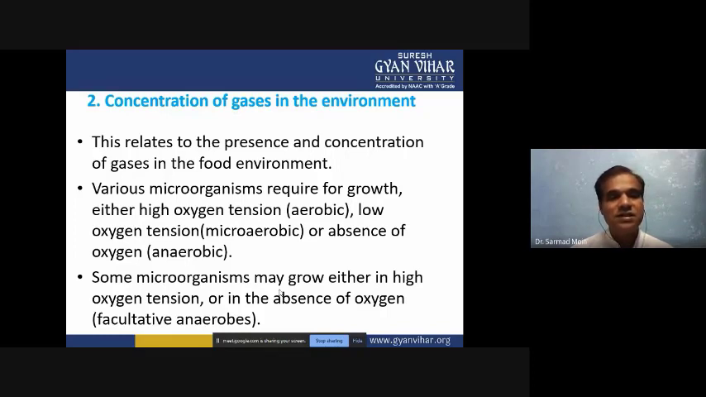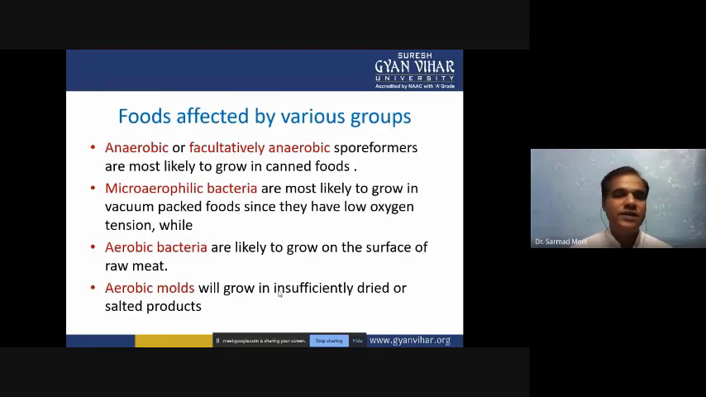So if the oxygen concentration is reduced for aerobic bacteria, or if we provide oxygen for anaerobic type bacteria, it will not be a good condition for their growth, and they will not spoil the food. So oxygen concentration and carbon dioxide concentration are very important when we talk about food spoilage, and we can decrease the oxygen concentration to increase the food storage time.